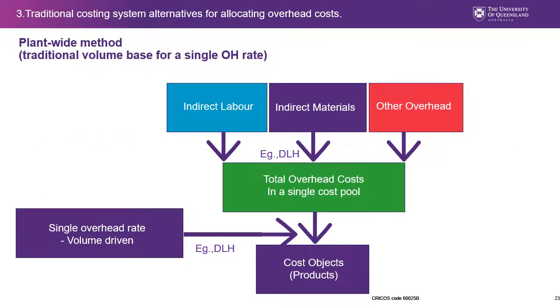What do we mean by that? Well, in the traditional plant-wide method, we take all the indirect labour, indirect materials and other overhead, and we accumulate those costs in a single cost pool, and then we allocate it to cost objects based on a single cost driver, in this case direct labour hours. That's fine if all your products look pretty well the same. They use the same amount of overhead.